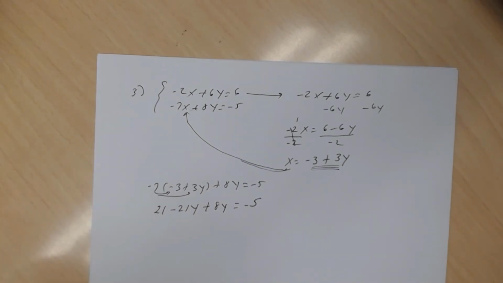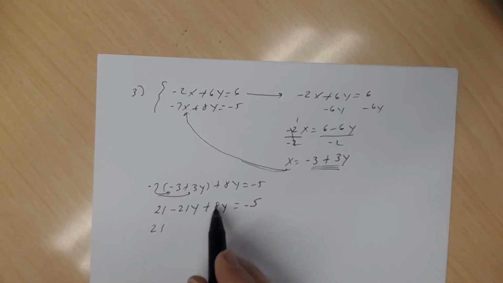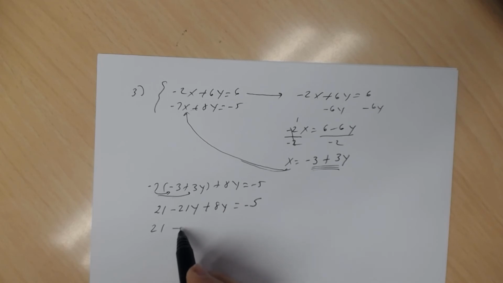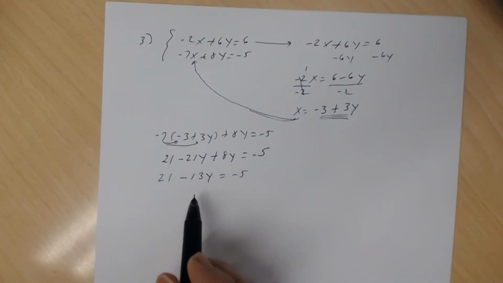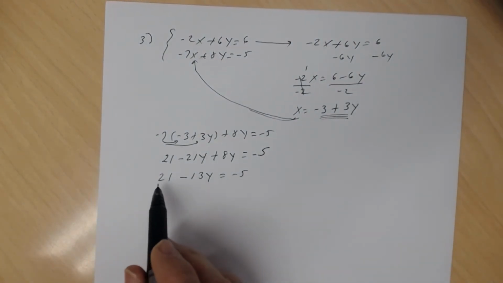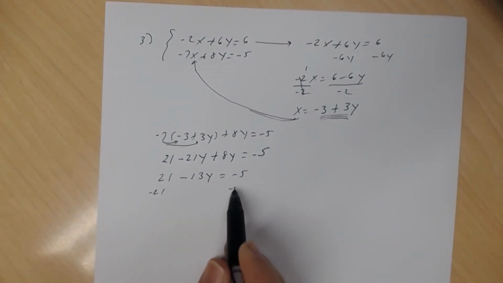All right, now at this point, we're going to combine like terms. The terms that involve y: a negative 21y and a positive 8y give a negative 13y, and that's equal to negative 5. Now remember, this is a linear equation, so I'm going to subtract 21 from both sides.